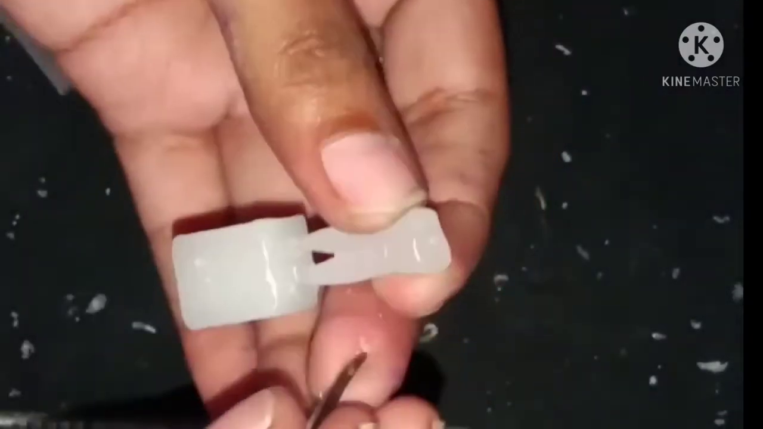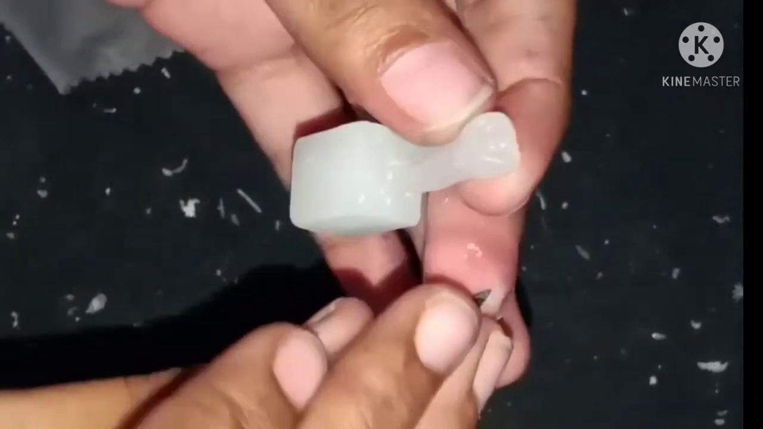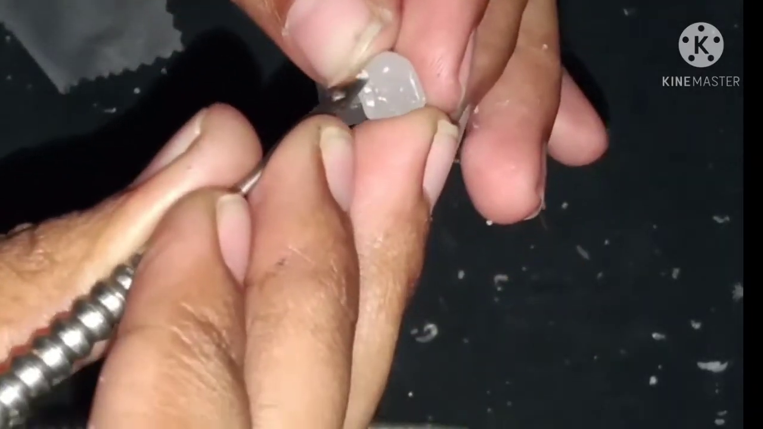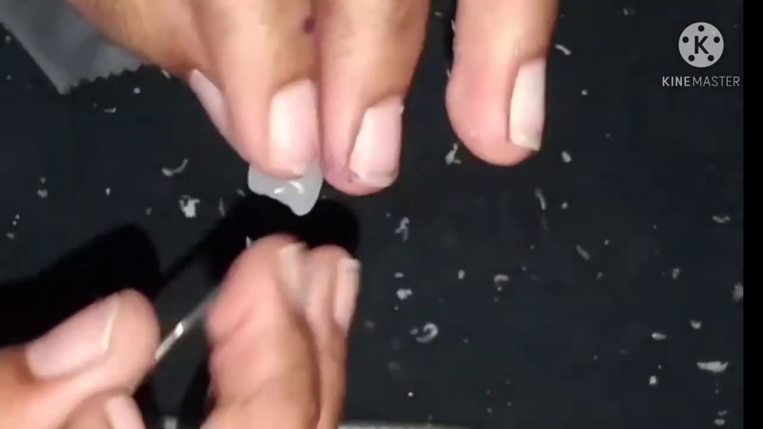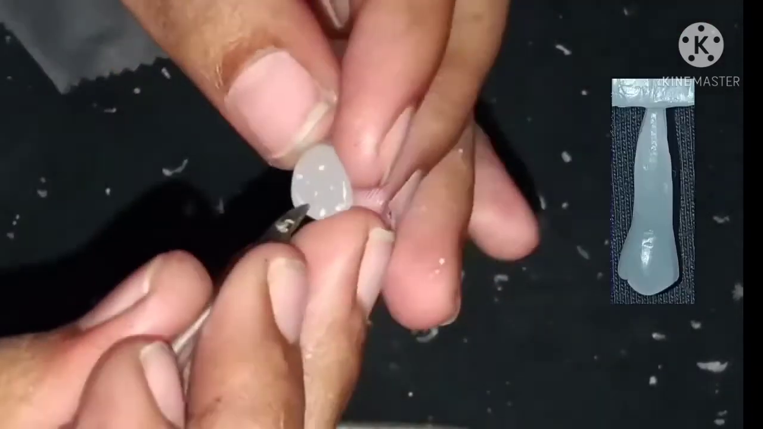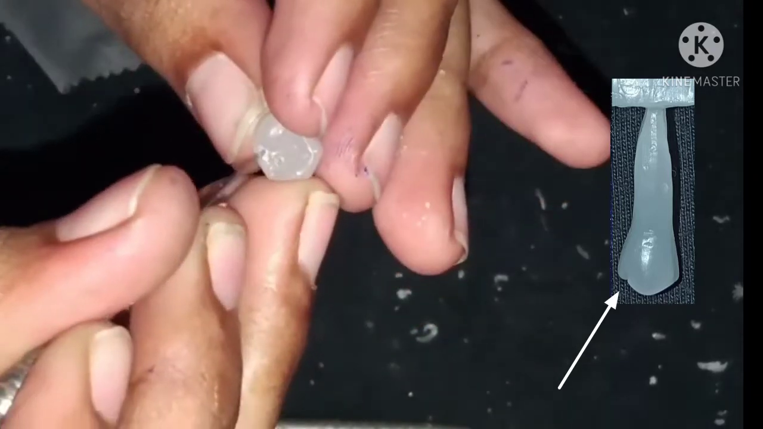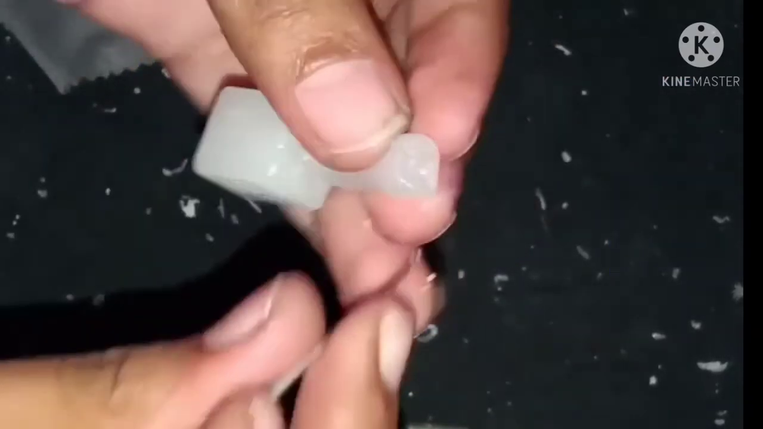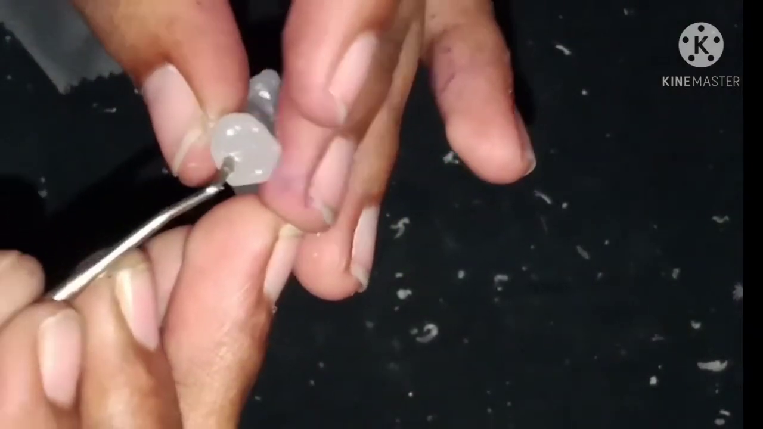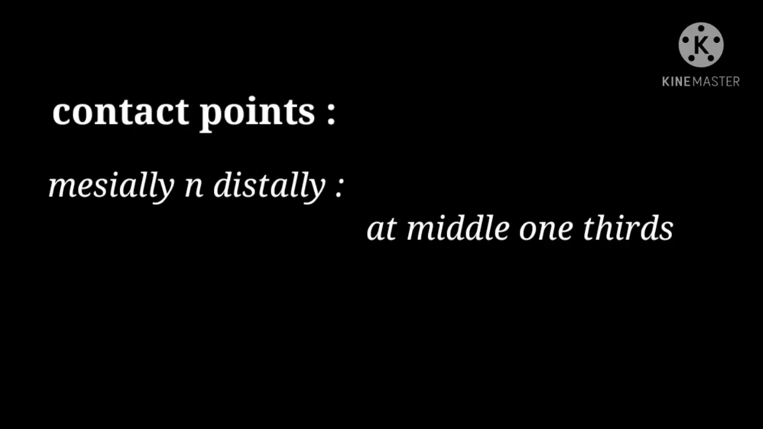Another important feature on the crown is the mesial marginal developmental groove. This is present on the occlusal surface extending onto the mesial surface, at the junction of the mesial and palatal aspects of your crown. Coming to the contact points of our maxillary first premolar, it is the middle third on both mesial and distal surfaces.